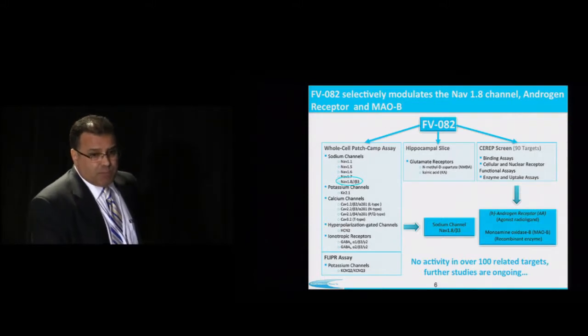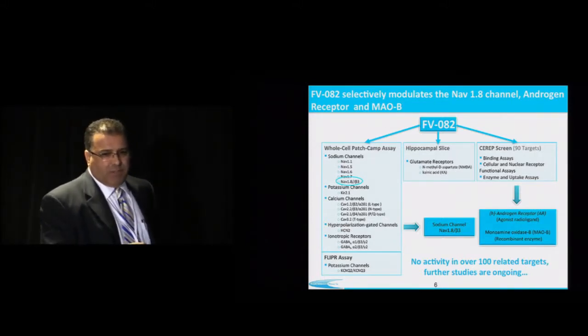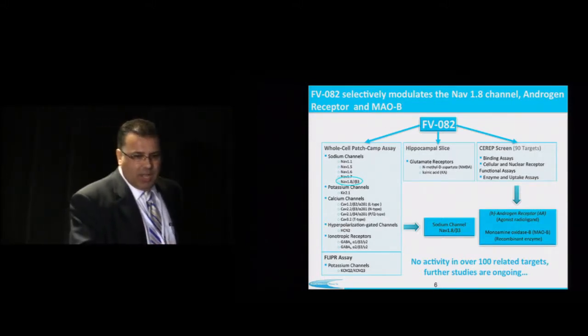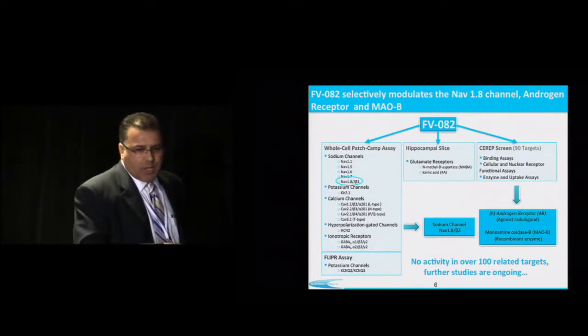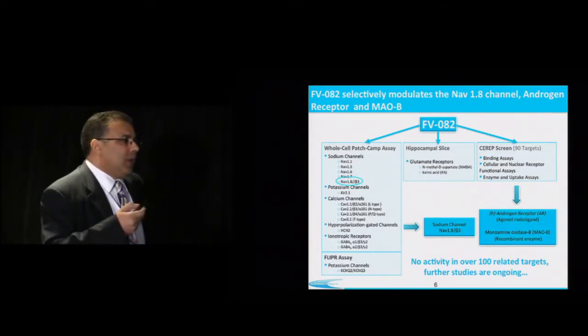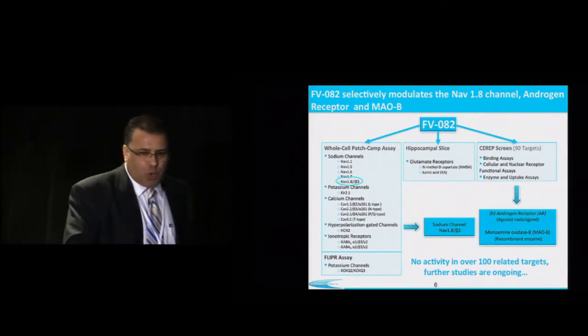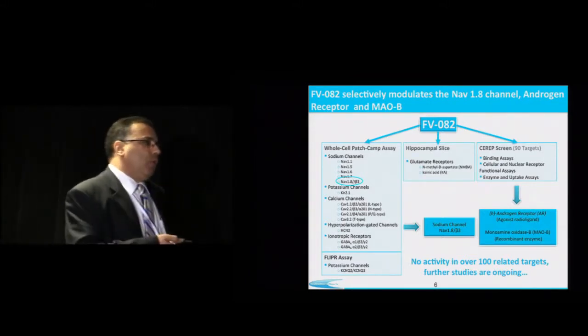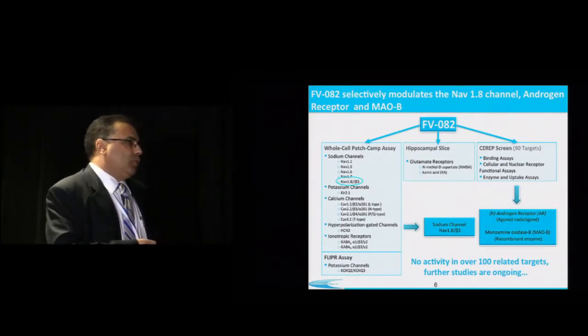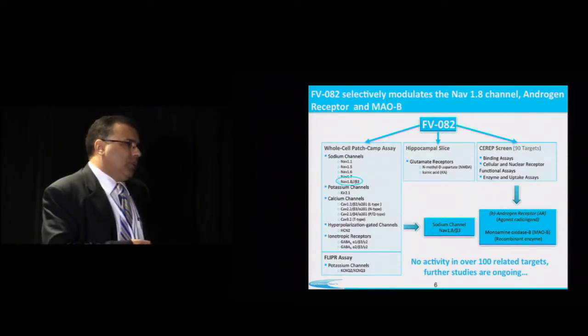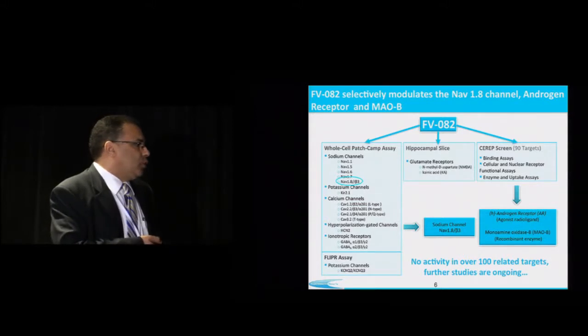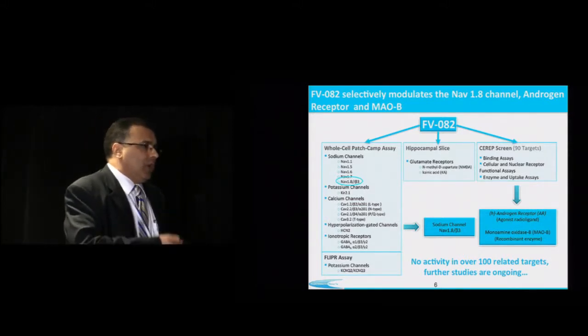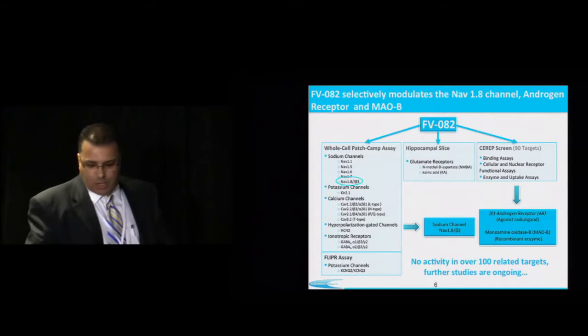From the CEREP profiling, FV082 hit some androgen receptor agonist radioligand, as well as the monoamine oxidase B. And we are following on those two to determine the functional activity of those two, to see how those two targets are involved in the efficacy of FV082.